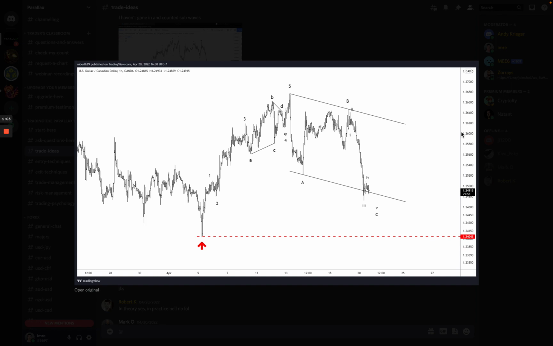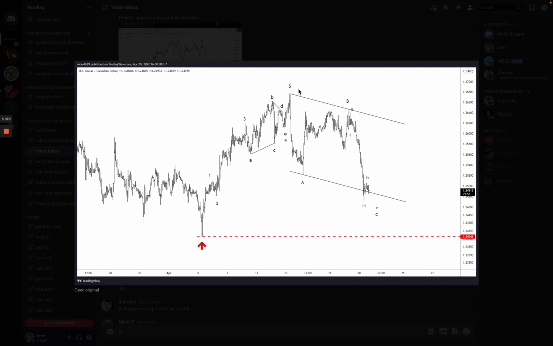So what we're looking at right now is a fairly short-term chart of the dollar Canada currency pair. Here we have dollar CAD on a 1 hour time frame, and this is what one of our analysts, Robert, published on April 20th at 4:30. We were tracking dollar Canada in anticipation of a short-term trade to the upside, and as you can see here, according to Robert's labels, he could count a complete 5 waves up to the upside.